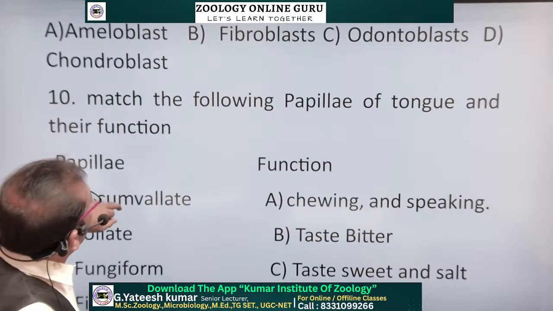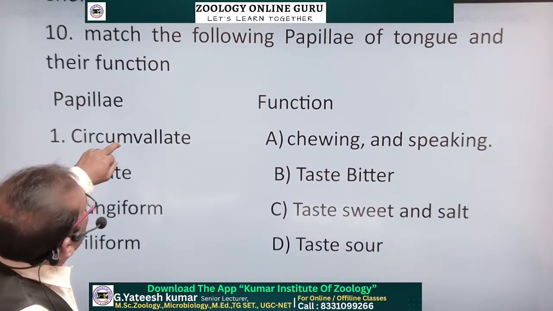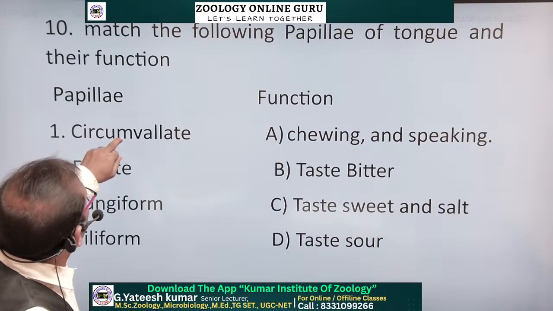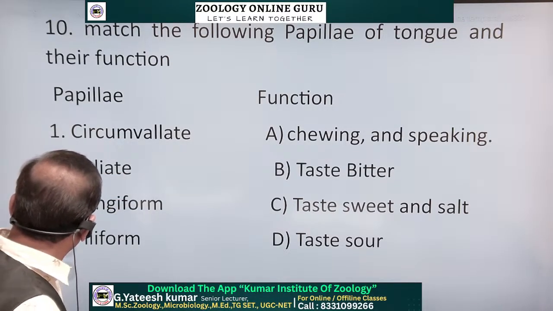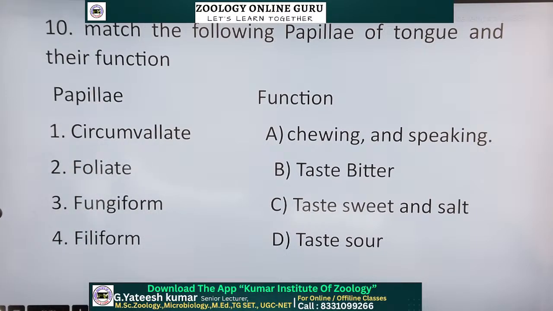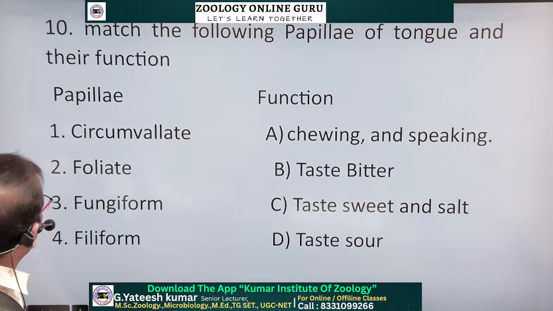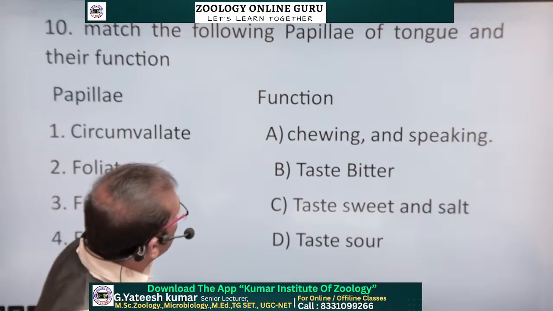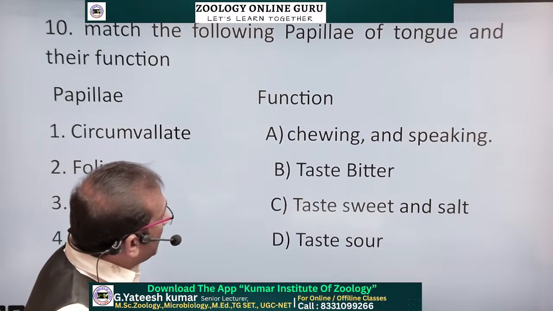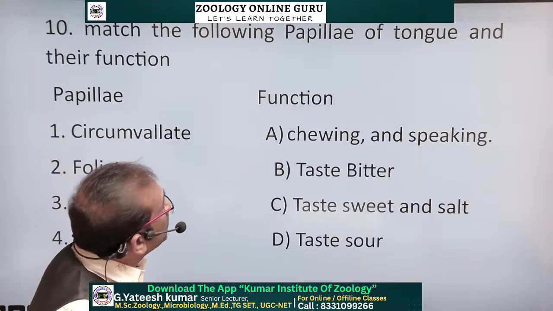Next, question number 10. Match the following: the papillae of the tongue and their function. Very good. Read the question: circumvallate, foliate, fungiform, filiform; chewing and speaking, taste of bitter, sweet and salt, taste of sour.